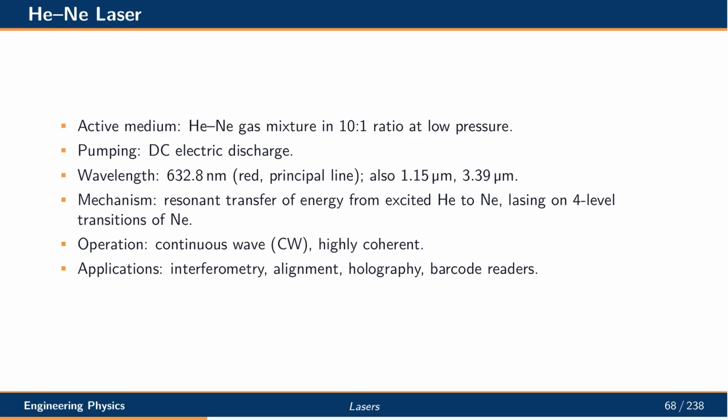The helium-neon laser uses a gas mixture of helium and neon in a 10:1 ratio at low pressure. A DC electric discharge provides the pumping. The principal output is at 632.8 nanometers in the red, with additional lines in the infrared. Excited helium atoms transfer energy resonantly to neon, which then lases through 4-level transitions. Operation is continuous wave with high coherence. Applications include interferometry, alignment, holography.